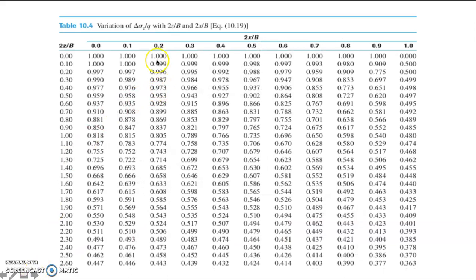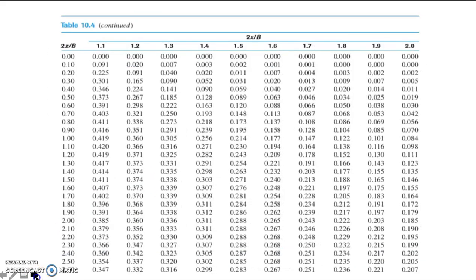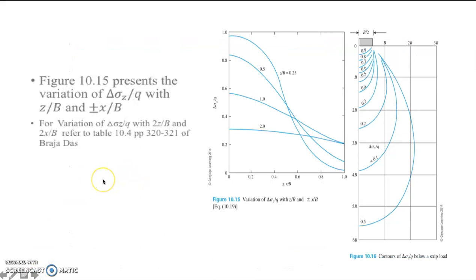So we have here the variation of delta sigma sub z with respect to q with different values for 2z all over b and 2x all over b. We just need the value for 2z all over b and 2x all over b so that we can have the value for the stress delta sigma sub z all over q. So this is also a representation of the variation of delta sigma sub z with respect to q with different values for z all over b and x all over b.